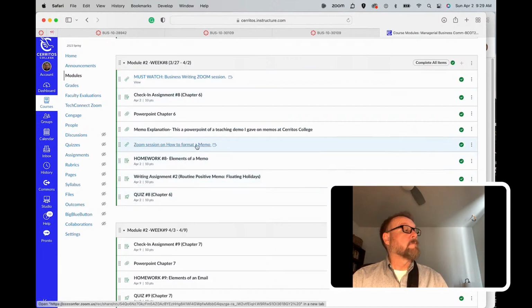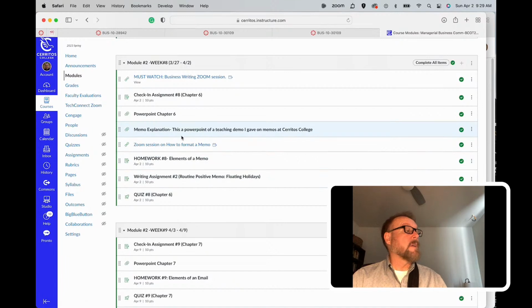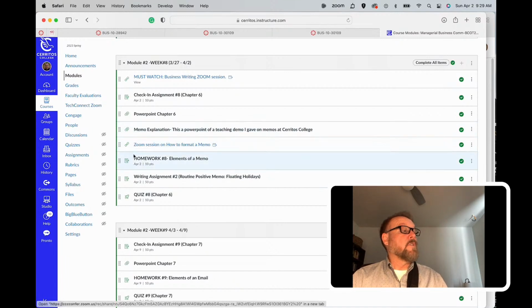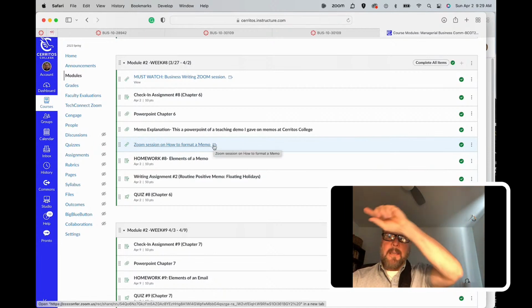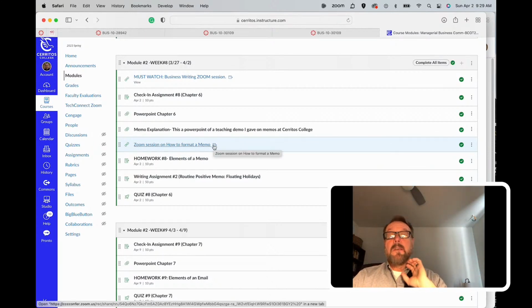I gave you a Zoom session on how to format a memo. I gave you a sample of it. And then you had elements of a memo, which points out the different parts of a memo. You have a title block. You have the word memorandum. You have margins. You have the body. You have the initials of the author.